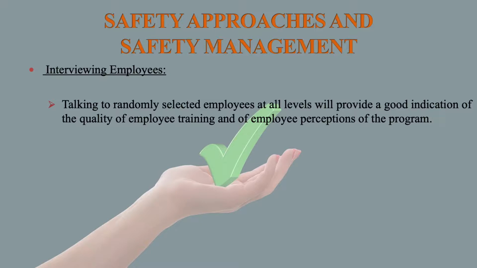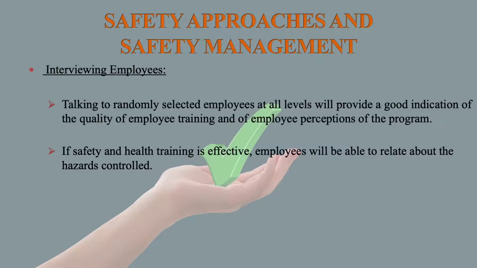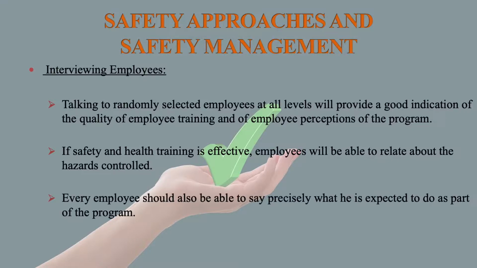So this is another approach: interviewing employees. Talking to randomly selected employees at all levels will provide a good indication of the quality of employee training and of employee participation in the program. If safety and health training is effective, employees will be able to relate to the hazard control. Every employee should also be able to say precisely what he is expected to do as part of the program.